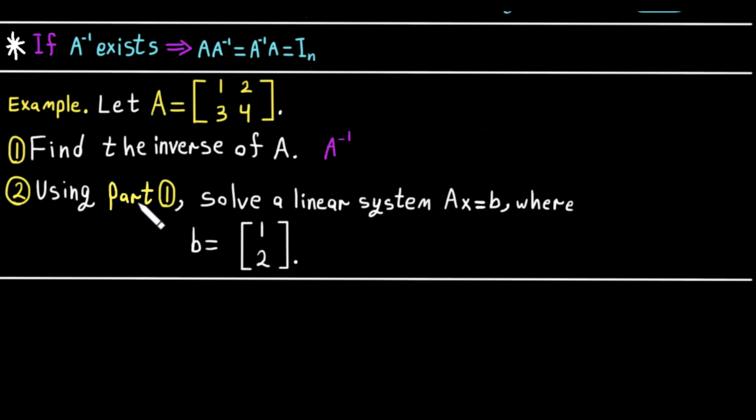Question 2, using part 1, solve a linear system AX equal B, where B equal 1, 2. So we want to use the inverse of A, which is here A inverse, to solve this linear system. How to use it to solve a linear system? We have to multiply both sides from the left. We want A to disappear.